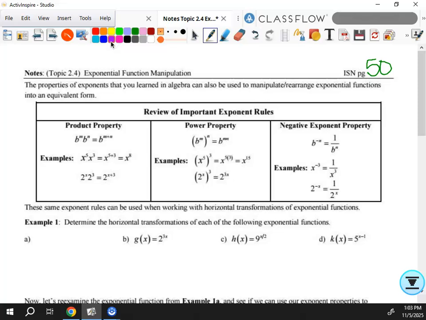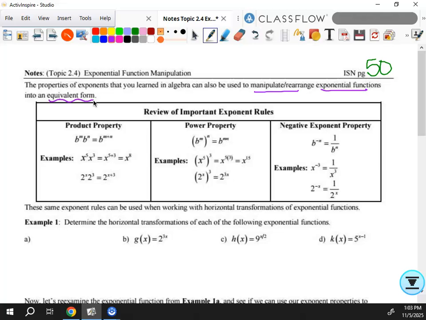All right, so the properties of exponents that we learned in algebra and that we reviewed yesterday can be used to manipulate or rearrange exponential functions into an equivalent form. So we talk a lot about equivalent forms, two equations that look different, but we graph the same thing, okay? So quick review of what we reviewed.